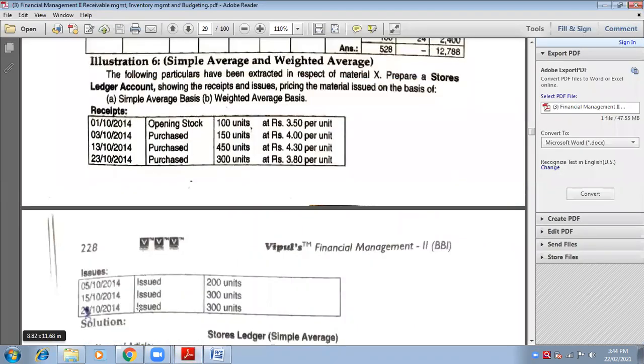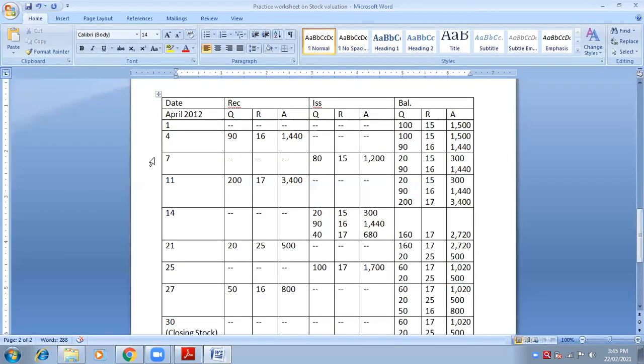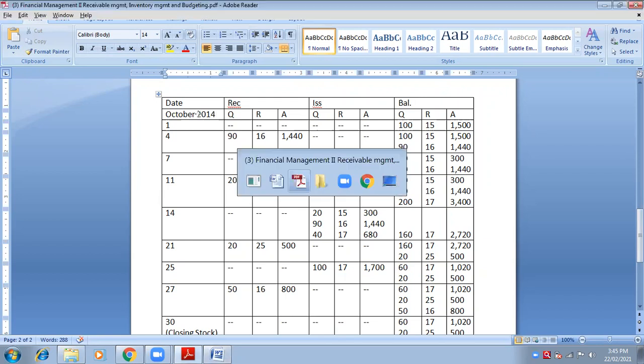Now, tell me, which month and year is given in the question? Ma'am, month is October and year is 2014. Very good. So here I will write October 2014. It will be commonly written as October 2014. Again and again you don't have to write.